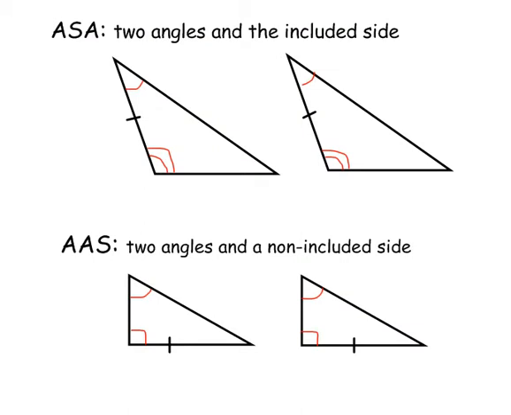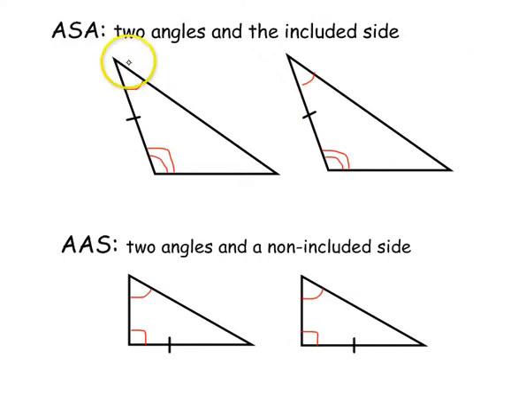We're going to start out with these two theorems. The first one is the angle-side-angle theorem, ASA. The angle-side-angle theorem says that if two triangles have two angles equal in measure and the included side in between those angles equal in measure, then the two triangles are congruent.